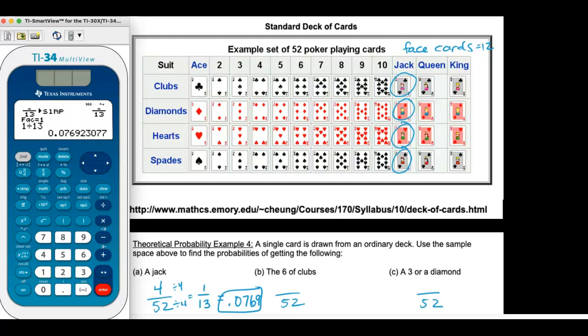And so for B, the 6 of clubs, in this case, first I'll go ahead and erase those last 4. And we'll count how many cards have a 6 and a club on them. So we can look down the club row. There's only 1 six of clubs. So in this case, the probability is 1 out of 52. We can't reduce that anymore, but we could write down the decimal. Say you were asked to round to 4 decimal places, you could write 0.0192 as the decimal equivalent for that one.